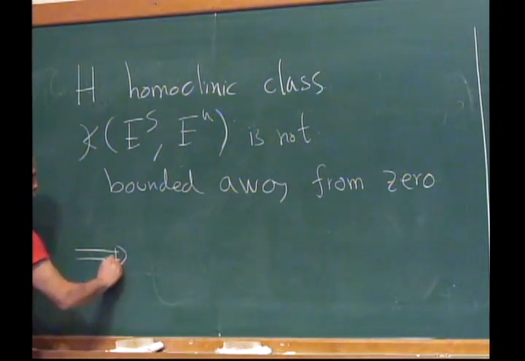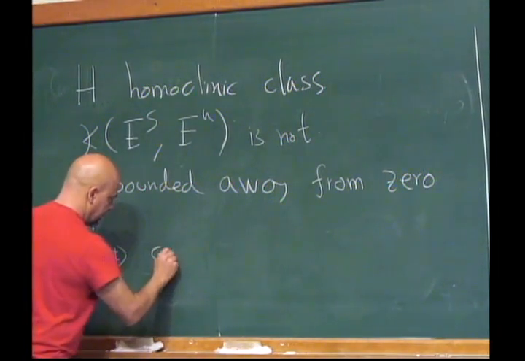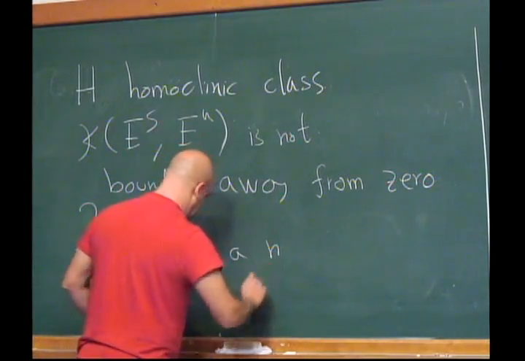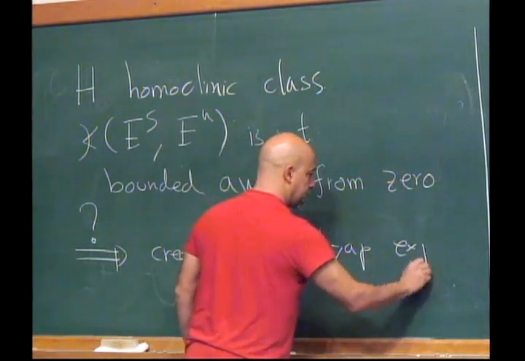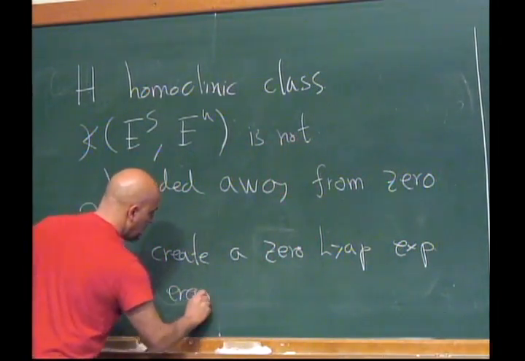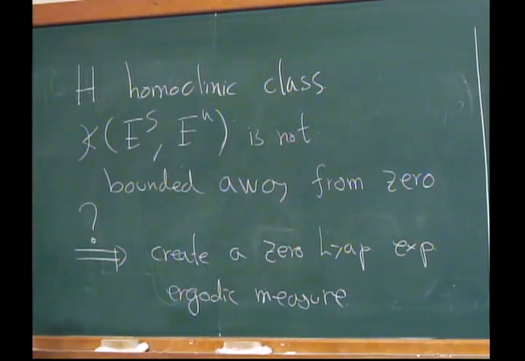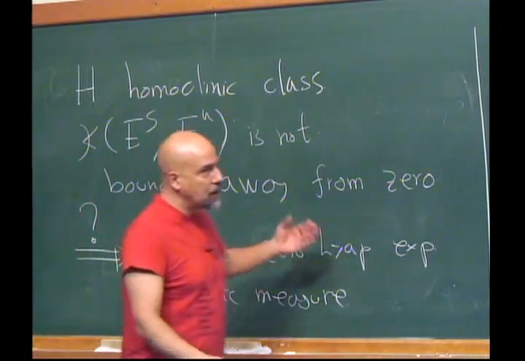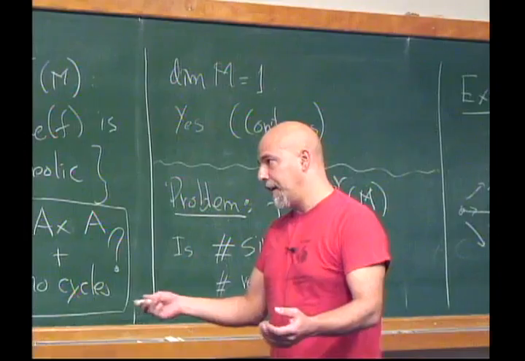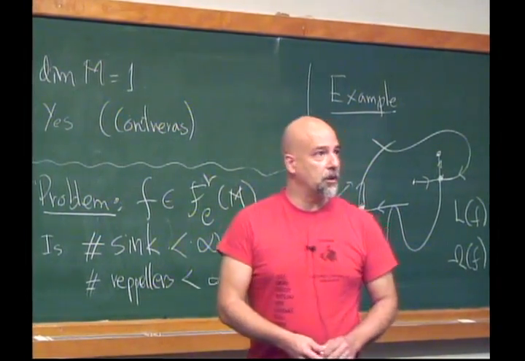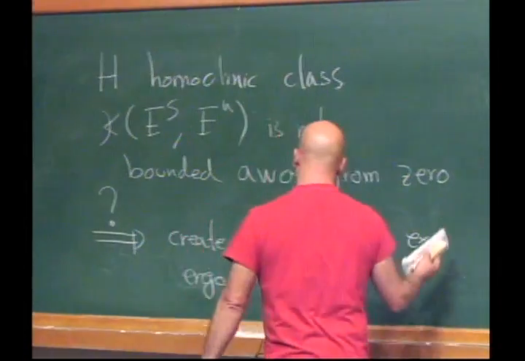Then, is it true that we can create a zero Lyapunov exponent ergodic measure? Indeed, or you can ask if you can have a homoclinic tangency. If you can have a homoclinic tangency, then you can create a zero Lyapunov exponent ergodic measure, because when you unfold the homoclinic tangency, you have these zero Lyapunov exponent measures.